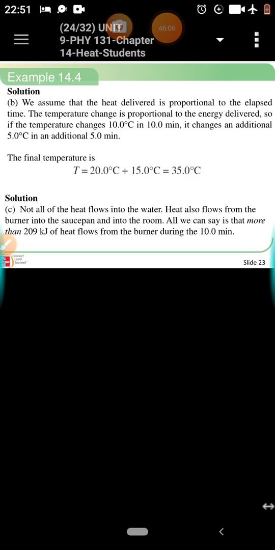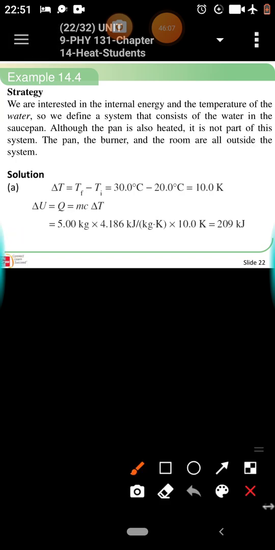So let's do A. Here we are interested in the internal energy and the temperature of the water. So we define a system that consists of water in the saucepan. So that will be our system.